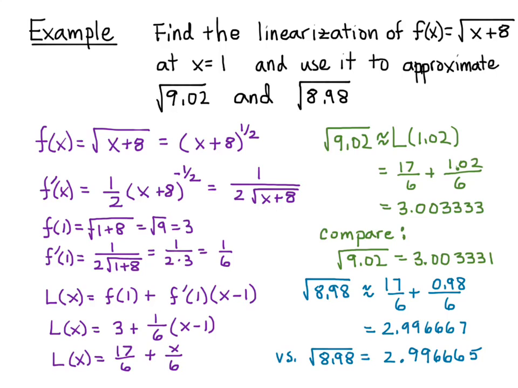Yes, Cassandra? Where'd you get the 1.02? The 1.02, if I look at my function here, this is what I'm using for this linearization. So when I want to calculate this, what I really want to do is have x equals 1.02. So you see, there's your function, there's your x value.